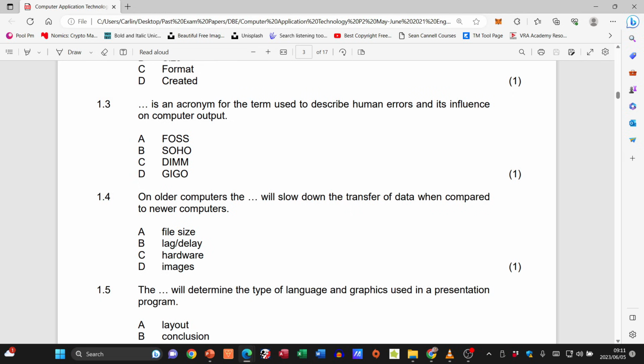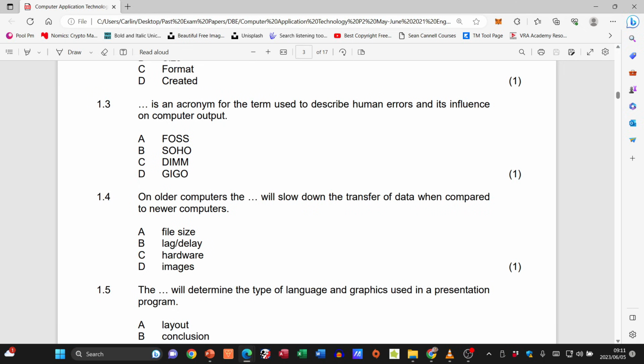Then which one of the following here is an acronym for the term used to describe human errors and its influence on computer output? Now, when we look at these, some of them we will recognize immediately. These two we recognize as the small office home office user. DIM refers to our DIM RAM.